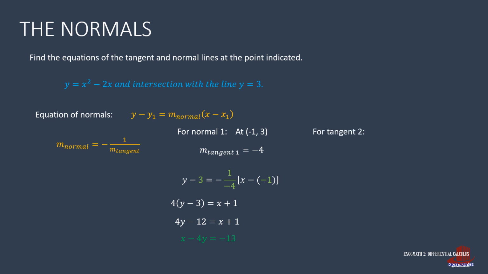For the second point with coordinates 3, 3 and tangent slope of 4, the equation becomes y minus 3 equals negative 1/4 of x minus 3. Cross-multiply negative 4 to the other side and have negative 4 times the binomial y minus 3 equated with x less 3. Distribute the constant to have negative 4y plus 12 equals x minus 3. Arrange terms to have the standard form of x plus 4y equals 15.